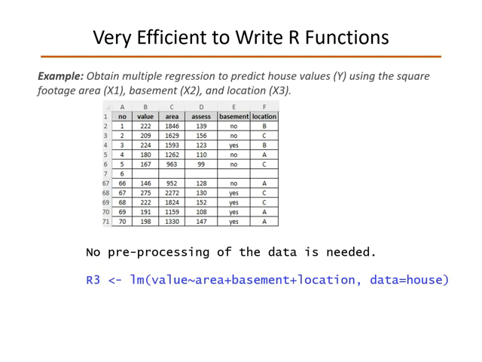To obtain a multiple regression using the data as given in the table, no pre-processing of the data in this table is needed. A simple short statement, lm, within parentheses, to predict value by using area plus basement and location is needed to obtain the regression output.